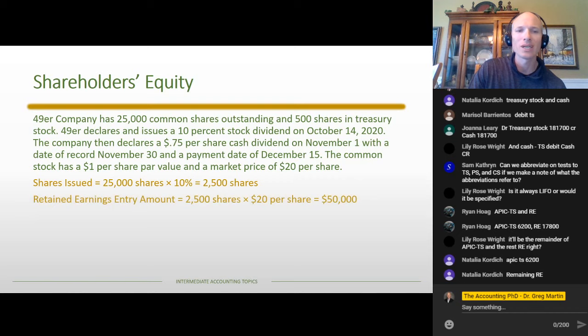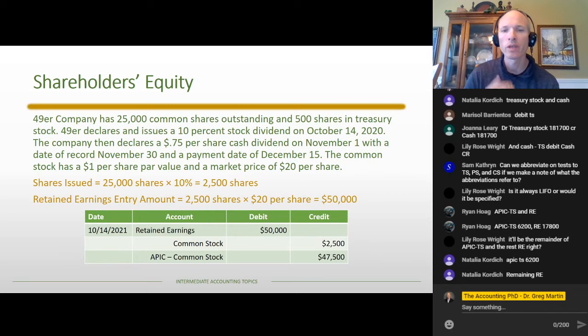The amount that we assign, if you remember, for a small stock dividend, we use the market price. If this were a large stock dividend, then we would use the par value. And so in this case, the share price, because this is a small stock dividend, is $20 per share. And so the entry amount for our retained earnings is $50,000. And so the $50,000 is a debit to retained earnings.